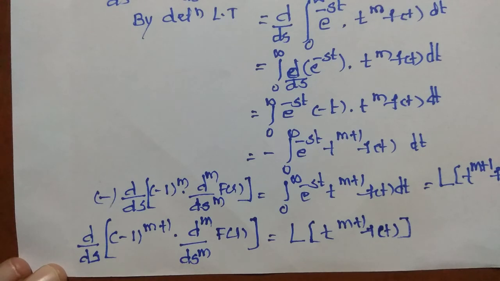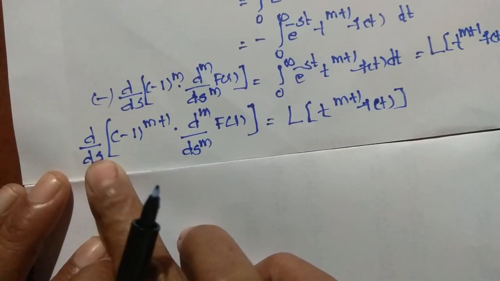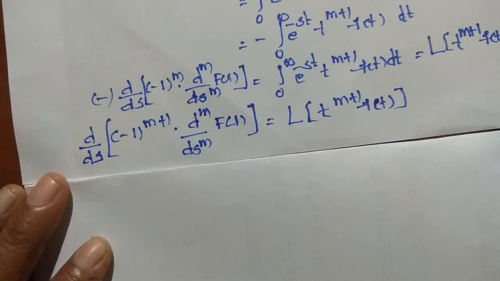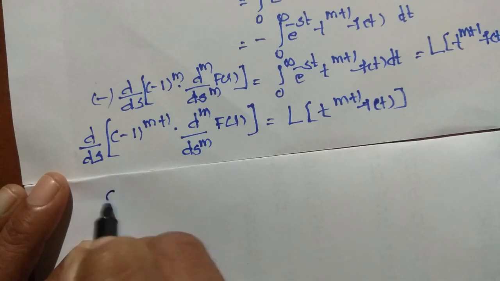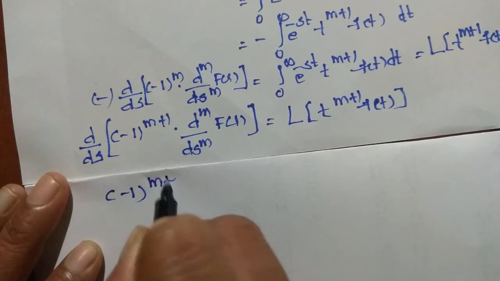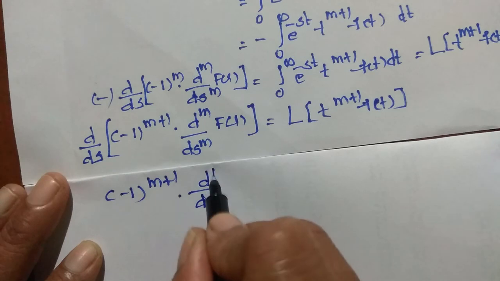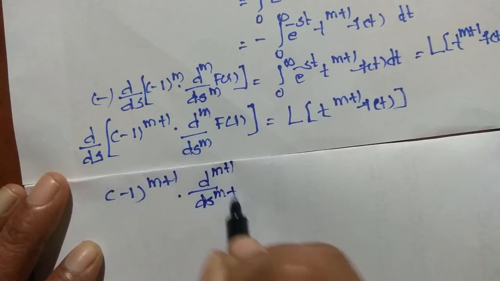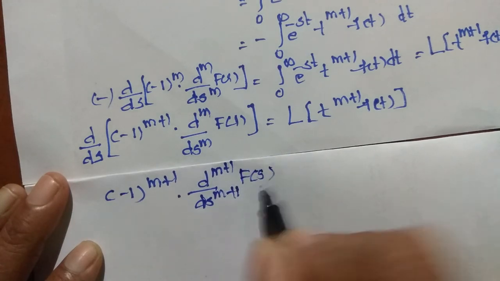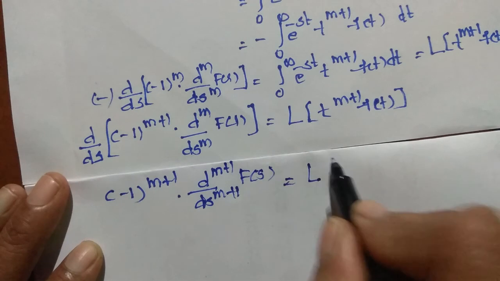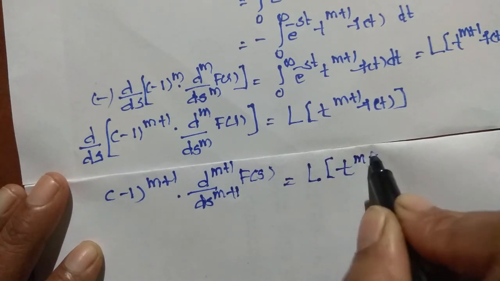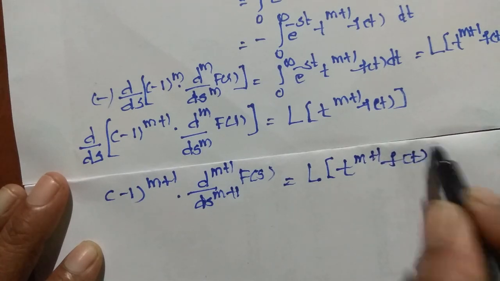Now we have the last step. By seeing the left hand side, we write minus 1 raised to m plus 1 into d by ds, the m plus 1th derivative of the function f of s, is equal to Laplace of t raised to m plus 1 f of t.